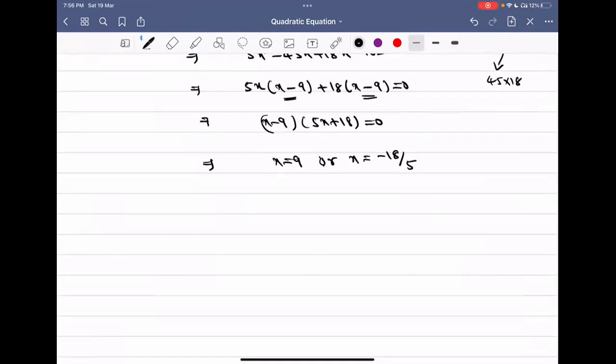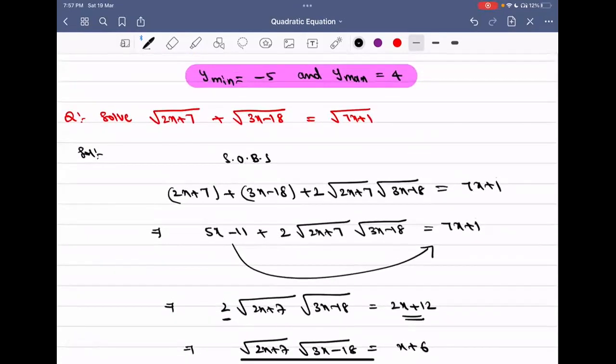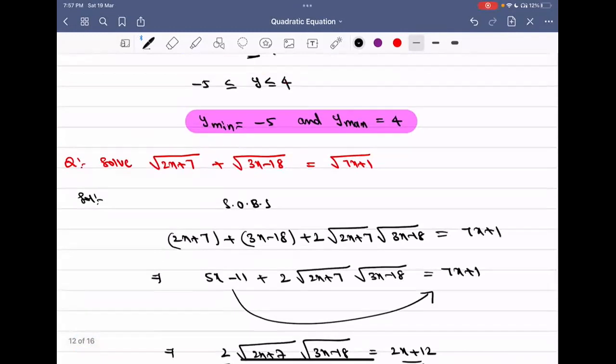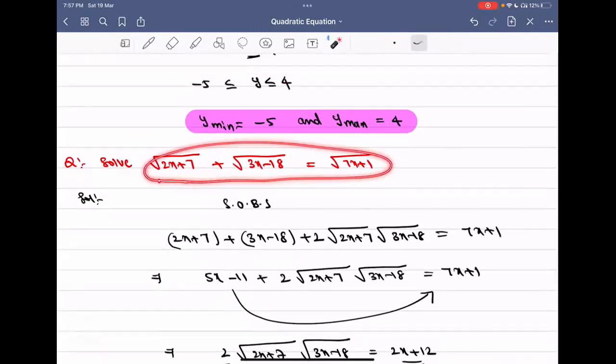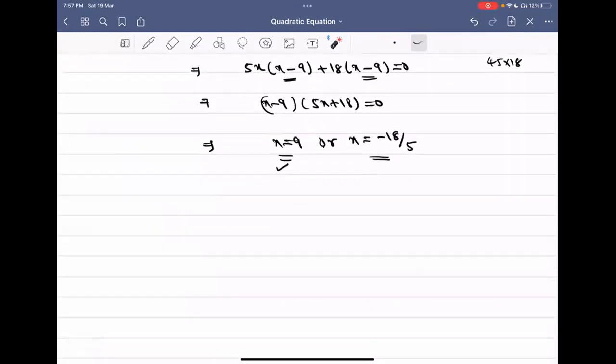But here, if you put x equal to 9 in the given equation, it satisfies. But if you substitute x equal to minus 18 by 5, you check. If you put x equal to minus 18 by 5 in this given equation, it doesn't satisfy. So, the only solution is x equal to 9. You check by substituting. So, x equal to 9 is the only solution.